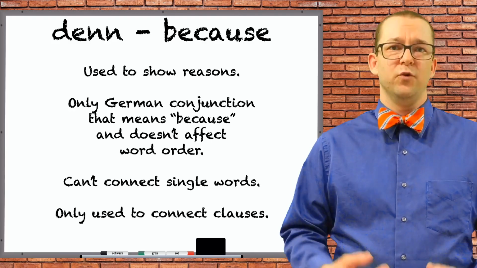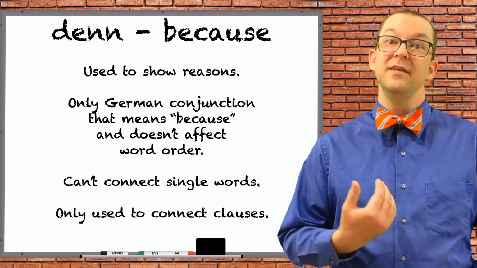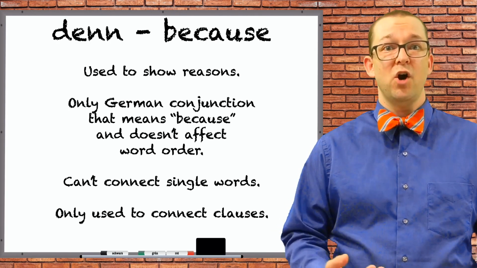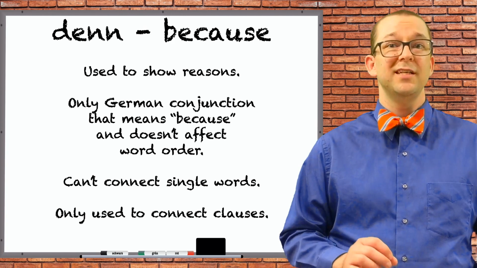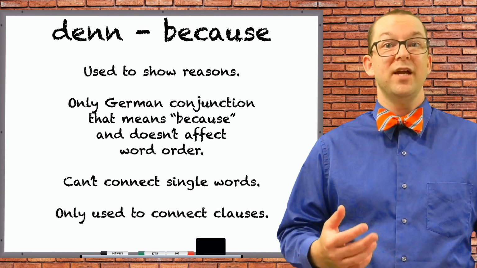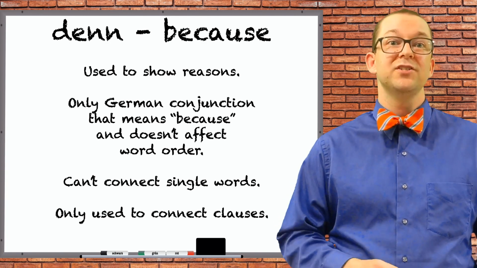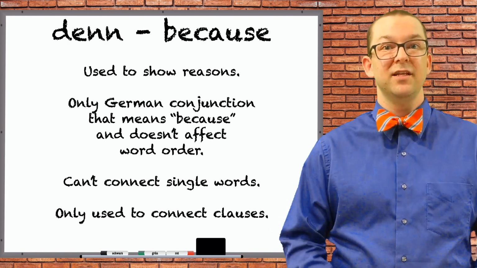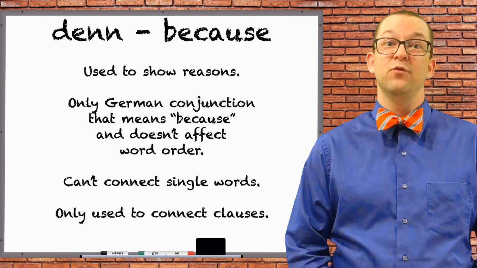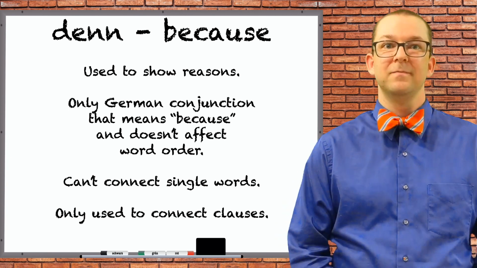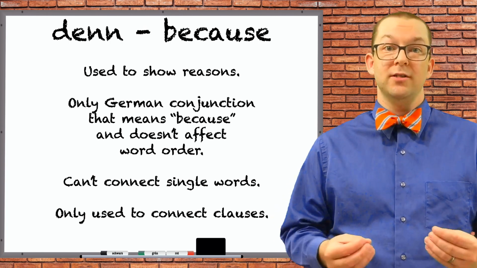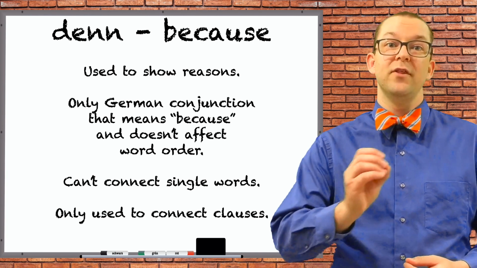One of the most useful conjunctions, and one I personally believe is underutilized by German learners, is denn. It means because. All of the other conjunctions in German that mean because are subordinating conjunctions, which means they change the word order. If you are just starting to learn German, you should definitely acquaint yourself with the word denn, because it can cure you of your lack of a way to say because in German. Denn cannot connect single words. It is used to connect clauses. It shows a reasoning for the other clause.